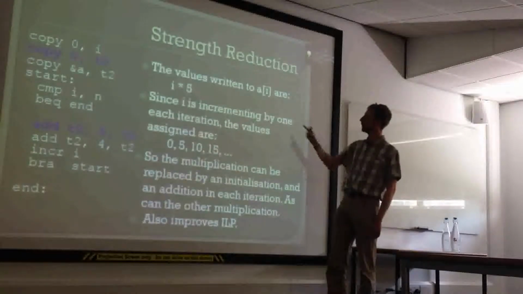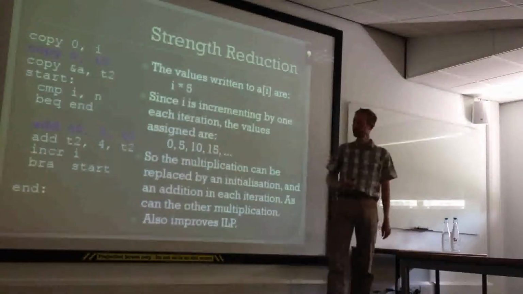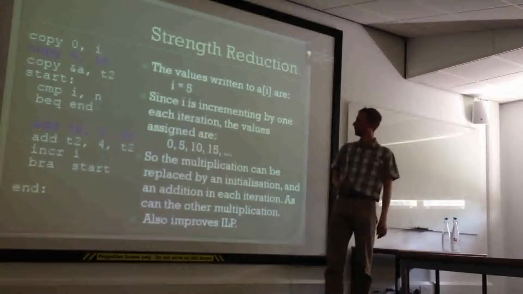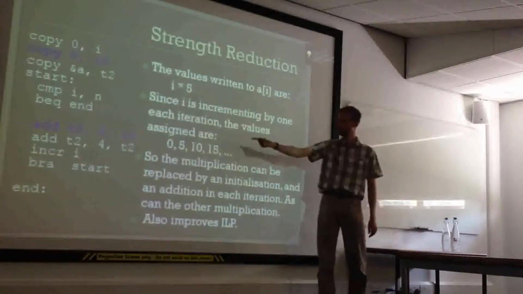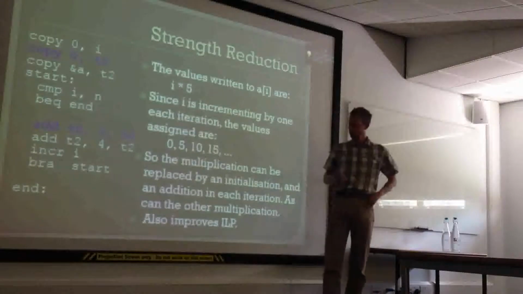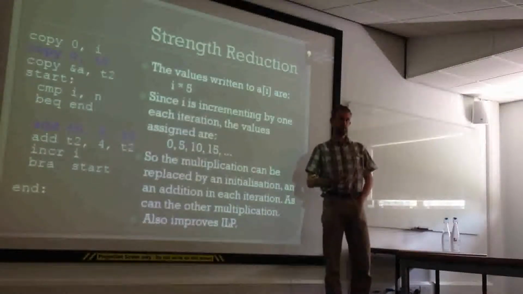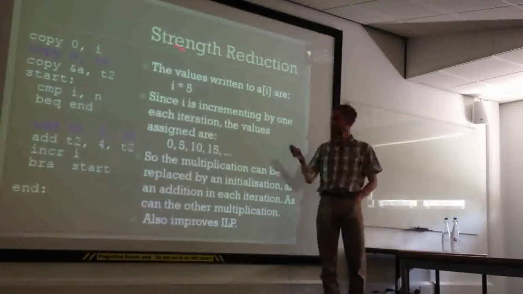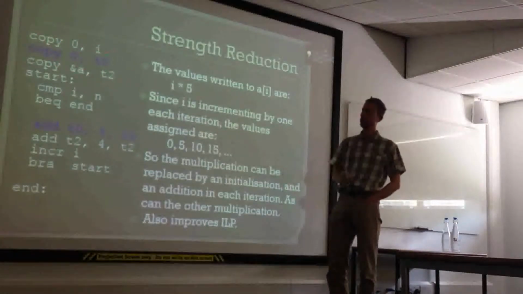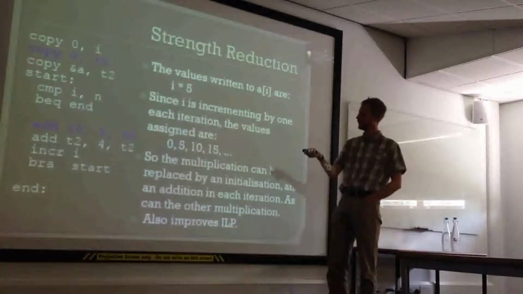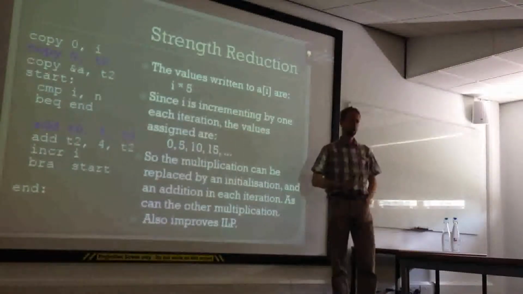So if we look at the values written to each element, i times 5, each time through it increments by 5, so it's assigned 0, 5, 10, 15. So what we can do is, rather than do a multiply each time we go through a loop, we can start off by assigning 0 to the temporary at the beginning, and then each time through we just add. And that's called strength reduction.